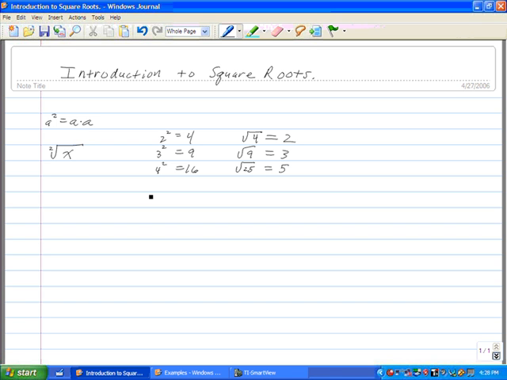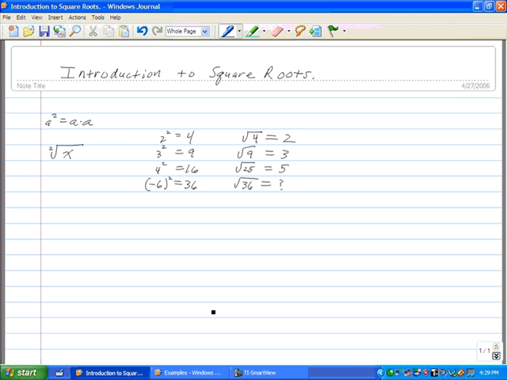Now, you need to remember, though, how negatives behave when they're squared. If I take a negative 6 and square it, I'll get a positive 36 for my answer. So what does that say about the square root of 36? Is it going to be a negative 6?